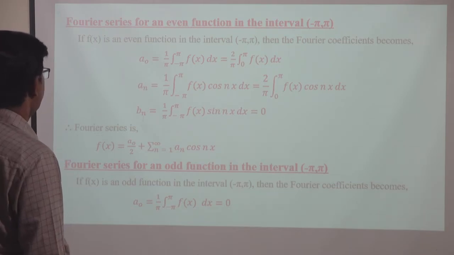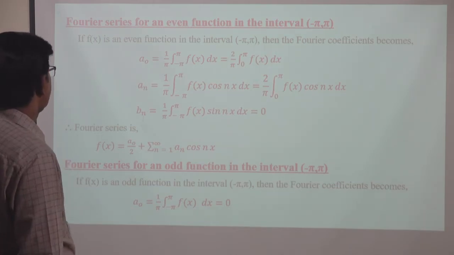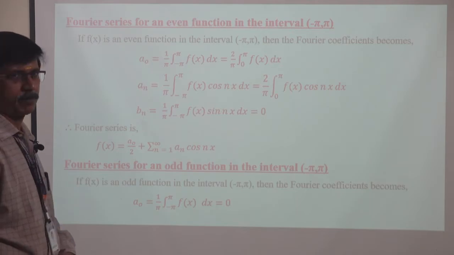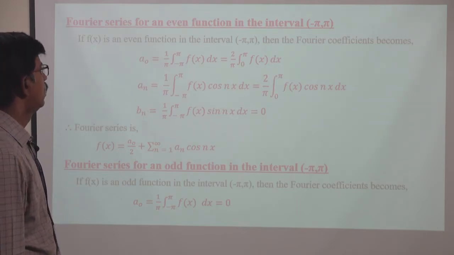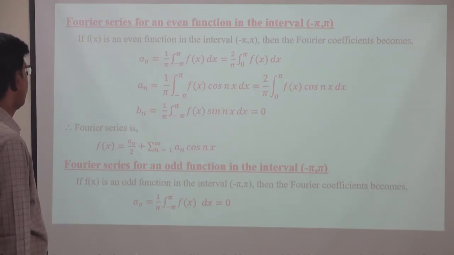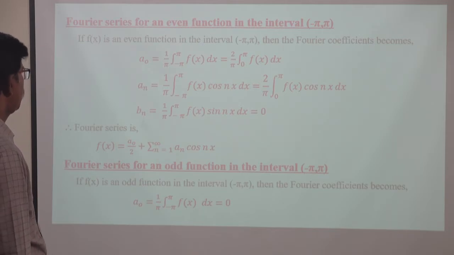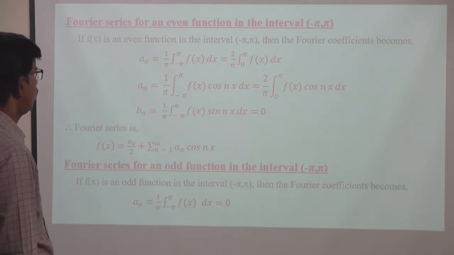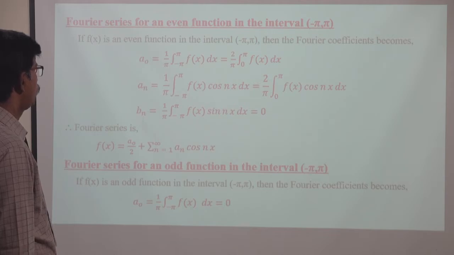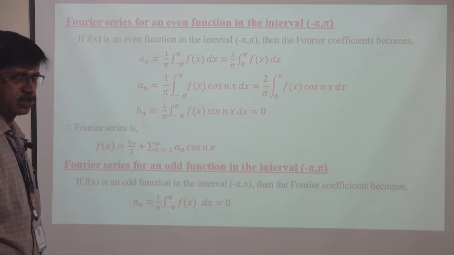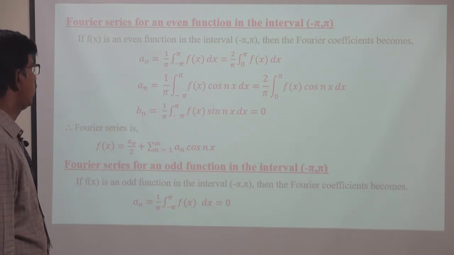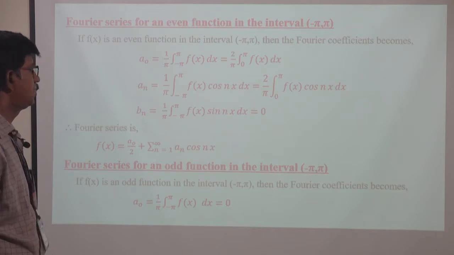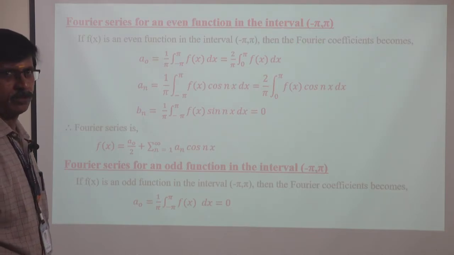Fourier series for an even function in the interval minus pi to plus pi. If f of x is an even function in the interval minus pi to plus pi, then the Fourier coefficients become: a0 is equal to 1 by pi integral of minus pi to plus pi f of x dx, which will be 2 by pi into integral of 0 to pi f of x dx. So if the function is even, we consider a0 in the form of 2 by pi integral over 0 to pi f of x dx.